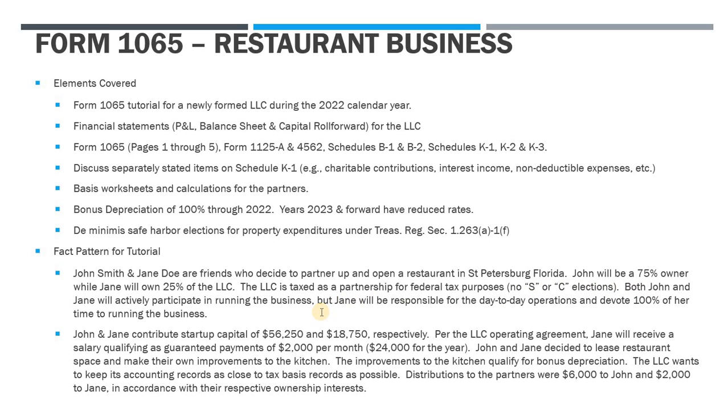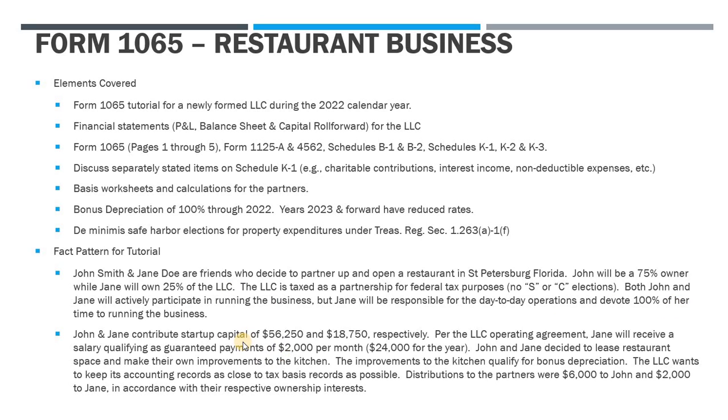Now, both John and Jane are actively going to participate in running this business. But what we'll see here is that Jane is going to be more involved, right? So John's still going to be participating, but really he was just kind of the one to put in more capital. And Jane's going to be running the day-to-day. So she's going to be in the weeds, so to speak, on running the business. So she's going to devote 100% of her time to running the business. This is going to be her full-time job.